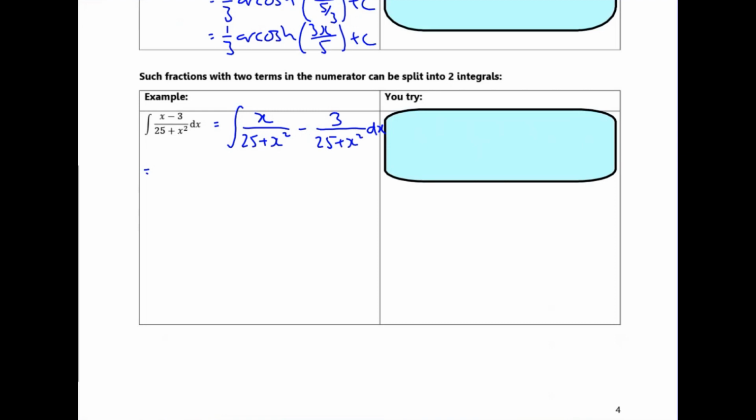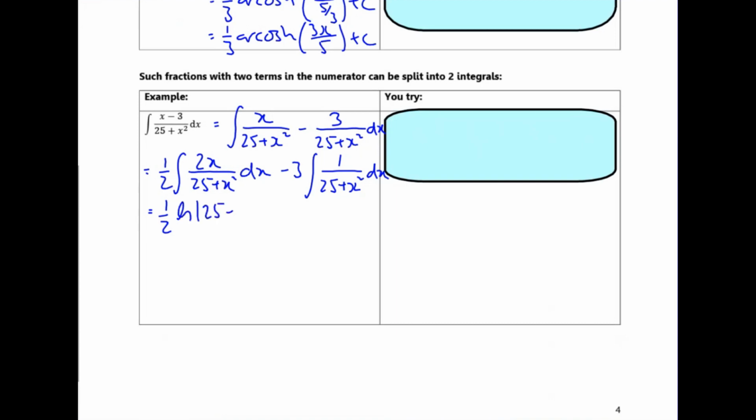So the first one is one of those ones from single maths, where you recognize that the top is the bottom differentiated. And write this as 2x on the top, and it's half that. This one, I'm going to take the minus 3 out and write this as 1 over 25 plus x squared dx. And we can use a standard result to integrate that. Integrating this one, so the 2x came out because of the chain rule, so I don't need to worry about that. Now this is just ln of the denominator.